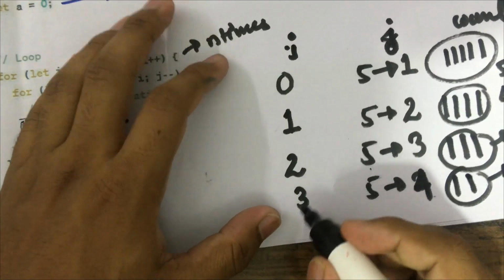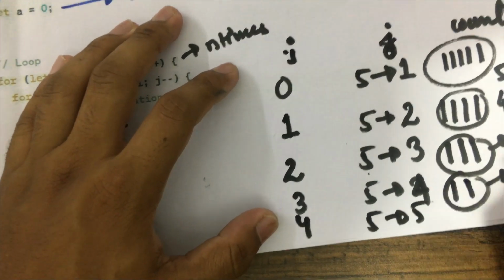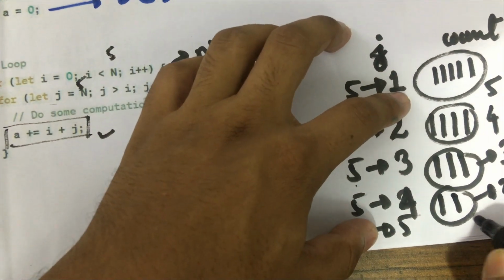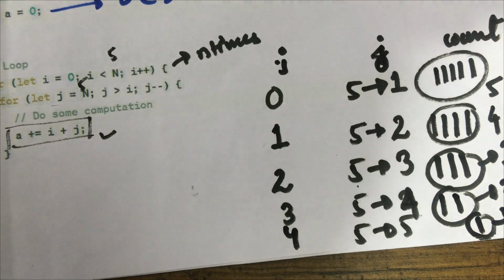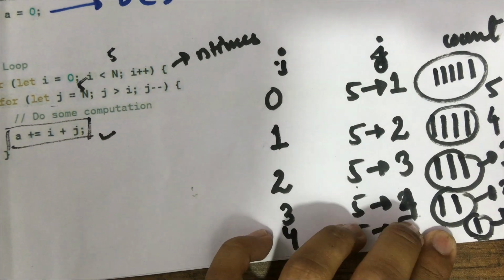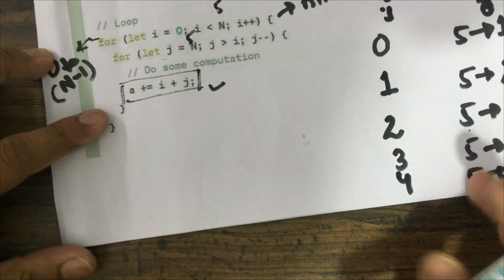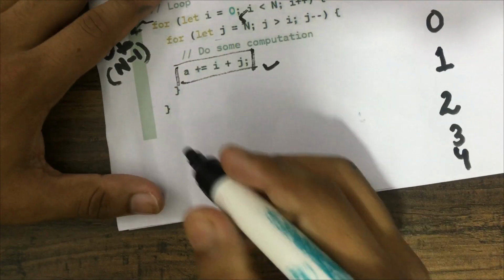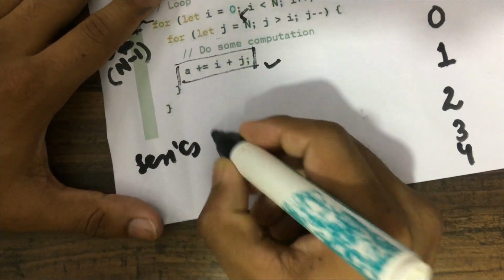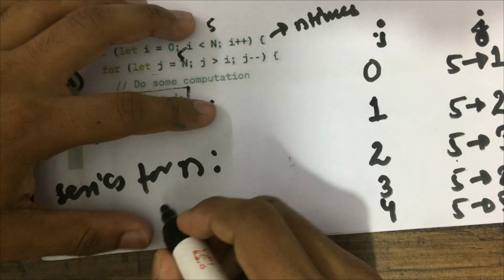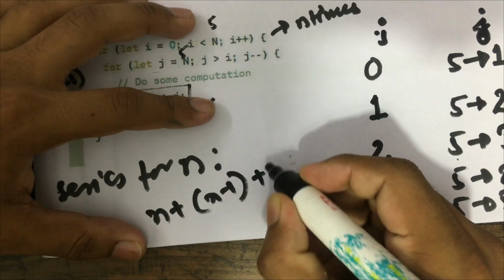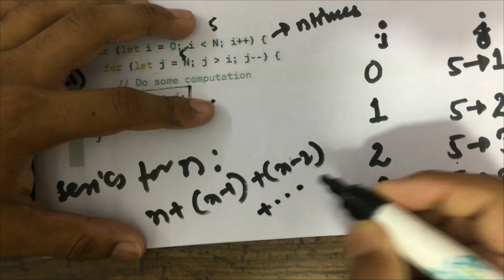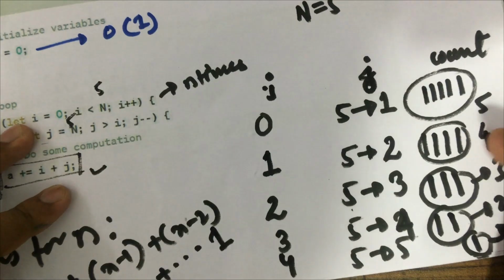Now when we set I equals to 4, it goes from 5 to 5. Now how many times will this execute? 1 time. So from here till here we have basically found a pattern. The pattern is 5, 4, 3, 2, 1. Right. So you will set it into a series. The series for n would be like n plus n minus 1 plus n minus 2 plus dot dot dot till 1, right? 5 4 3 2 1.